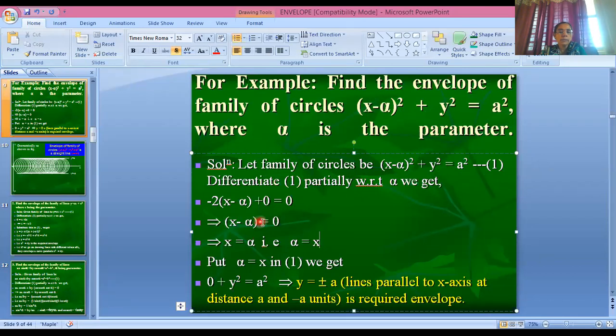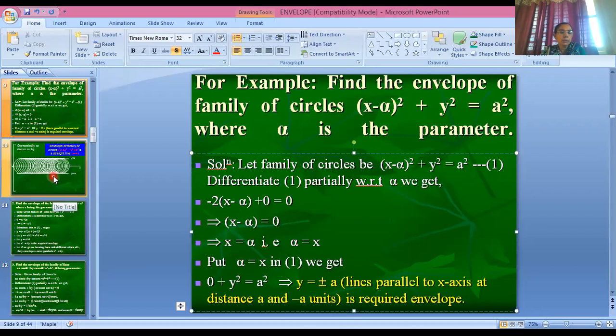That implies x minus alpha is equal to 0. Therefore, alpha is equal to x. This value alpha equal to x you substitute in equation 1, that is, x minus x whole square equal to 0, so y square equal to a square. Therefore y square equal to a square means y is equal to plus or minus a. So y equal to plus a is the upper envelope, y equal to minus a is the lower envelope, as you have already seen in the figure.